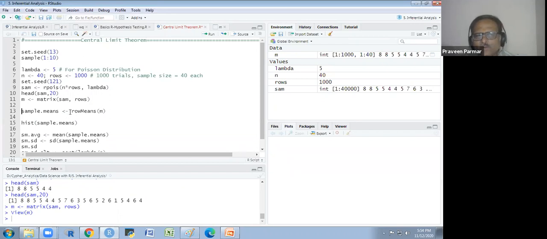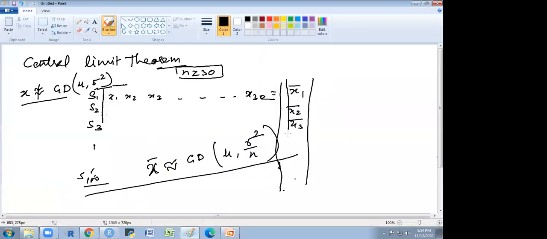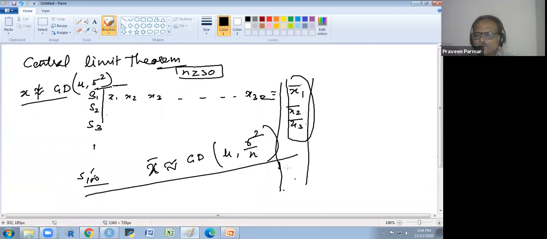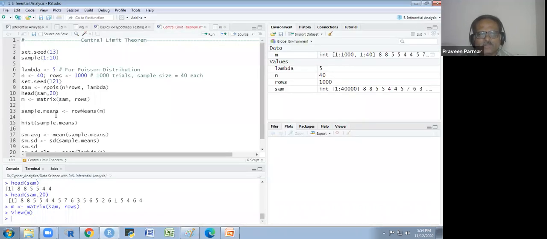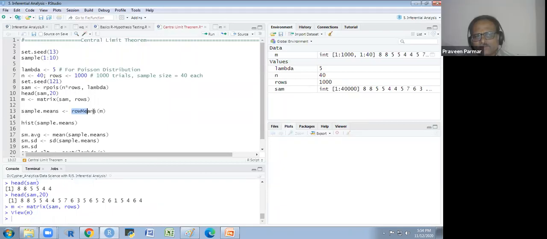Now I will find out the mean of each row, as I explained here. Each row means I will get 1,000 means, because I have 1,000 rows. So sample.means is equal to rowMeans, a function for row means, applied to this matrix M. Whatever rows, 1,000 rows we have, we get 1,000 means.